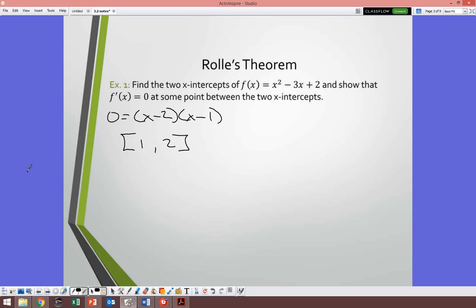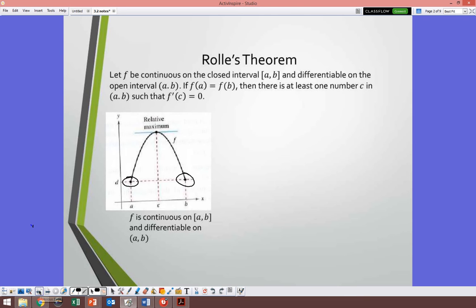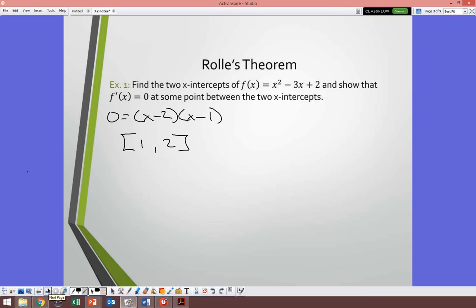So going back to this one right here, 1 and 2. It's continuous on the closed interval here and here, and differentiable on the open interval. Then at least one point in there is going to have a slope equal to 0. So somewhere in between, I'm going to have a slope equal to 0.